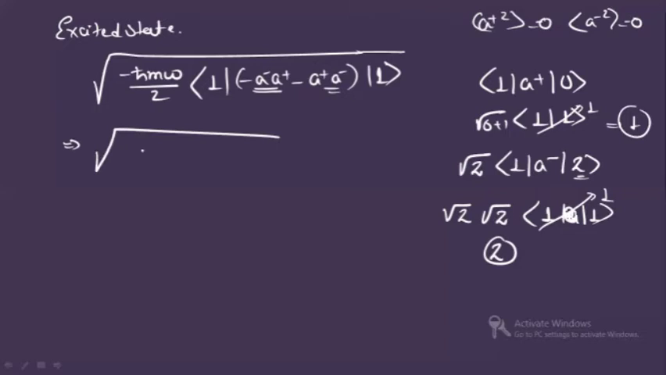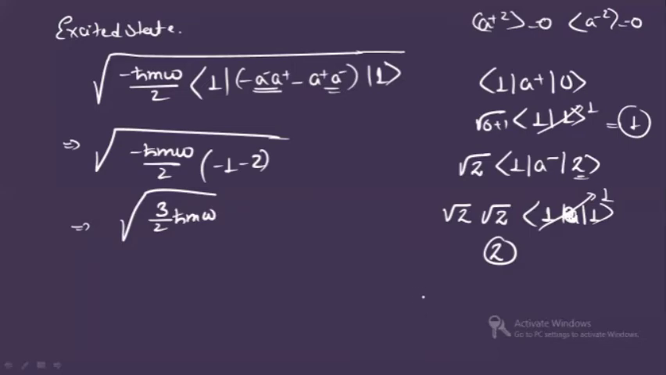So you will write here minus h cut m omega by 2. And here you will have minus 1 minus 2, right? Negative signs will come as it is. This will give you what? Minus will become plus, and you will have here 3 by 2 h cut m omega.